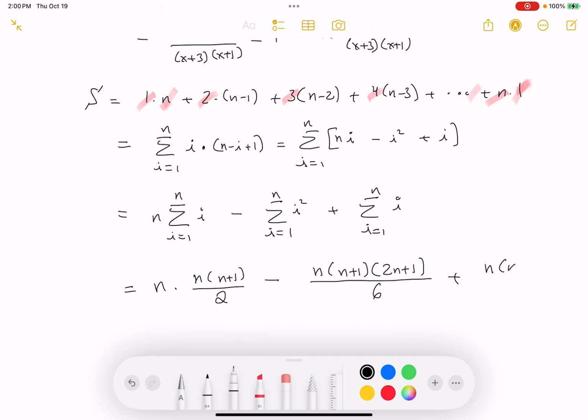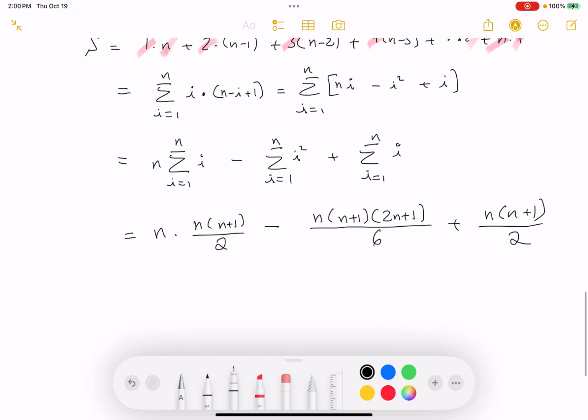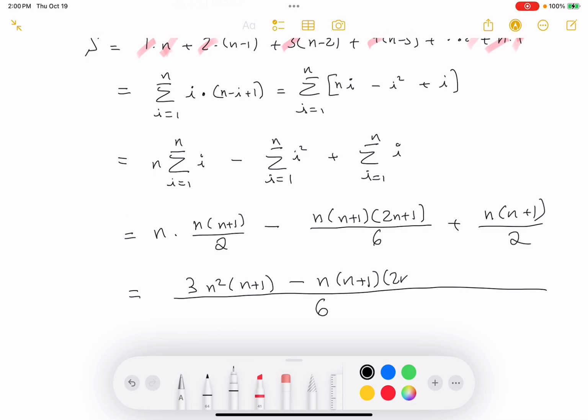And the sum of the integers is n times n plus 1 over 2. All right? Now, by the way, to me, this is an answer. I want to clean it up, though. And someone says, why do you want to clean it up? It just doesn't look right to me. The first thing I would probably do is get a common denominator of 6, and you would get 3n squared times n plus 1, minus n times n plus 1 times 2n plus 1, plus 3n times n plus 1.